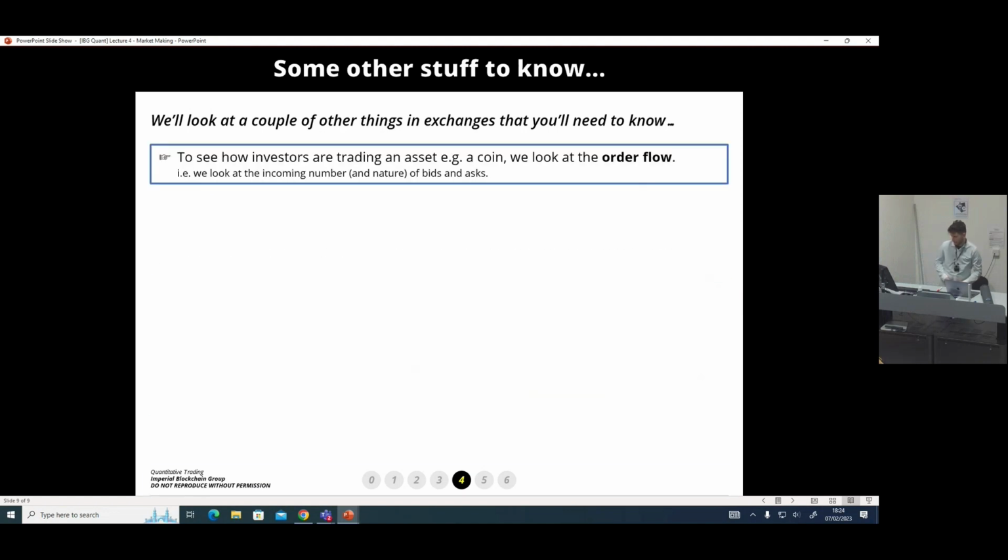This is the last slide. In terms of actually looking at the bids and the asks that come into the order book, that's what we call order flow. So we look at how many bids, how many asks are coming in, and the volume, and essentially where they're at.